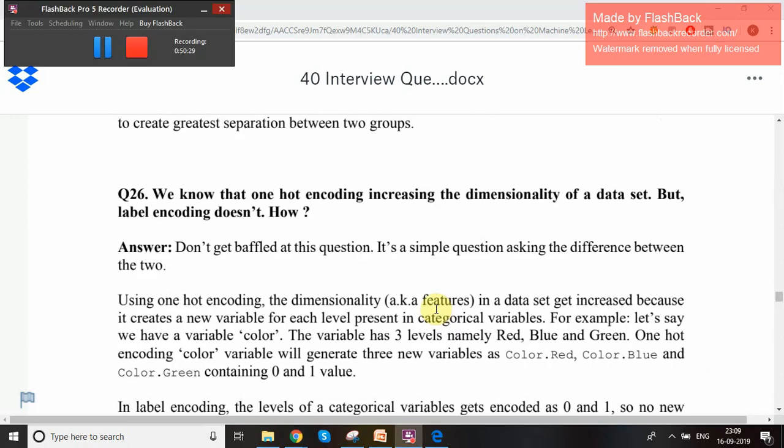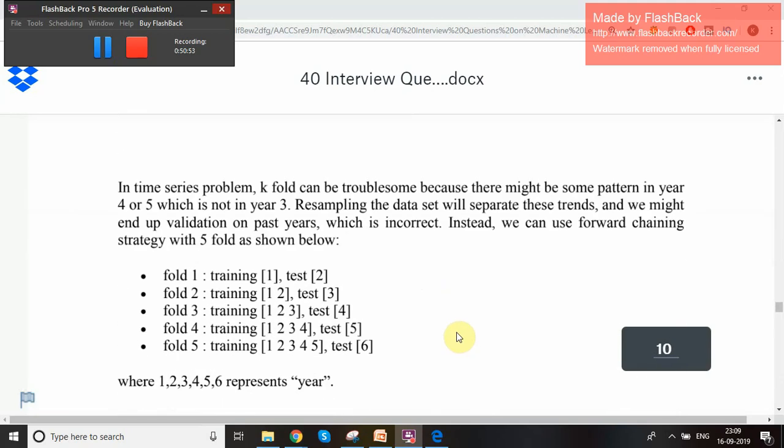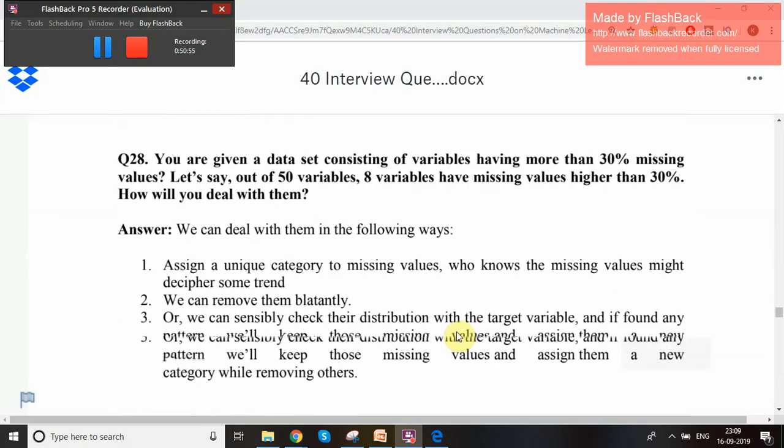One hot encoding increases the dimensionality. One hot encoding and label encoding: one hot encoding causes the dimensions of the data to increase, whereas label encoding converts the categorical data into numeric. I guess I'm correct. Cross validation, k-fold, this we have to discuss.